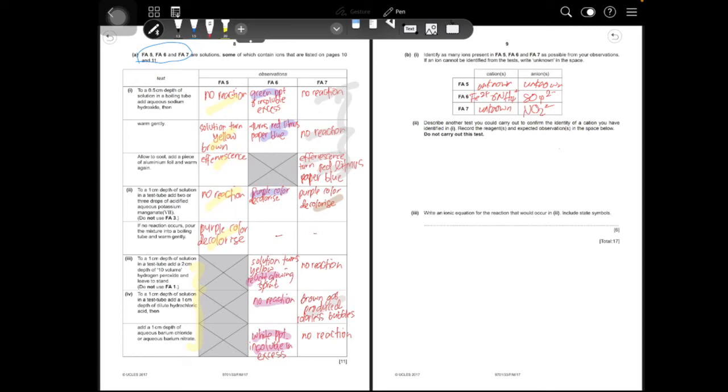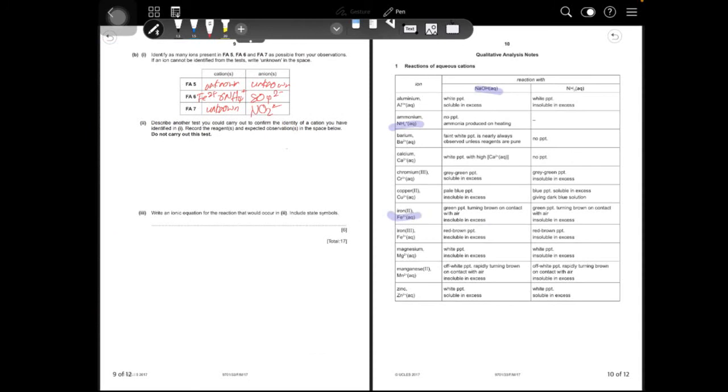The next one: describe another test you will carry out to confirm the identity of the cation. In order for us to identify a cation, we should react with sodium hydroxide, which we have done in the experiment, and also with ammonia. So another test to confirm the identity of the cation is definitely reacting with ammonia. So add ammonia. For Fe2+, which we have confirmed in Fa6, when reacted with ammonia, it will produce a green precipitate, which is insoluble in excess, and it will turn brown on standing.